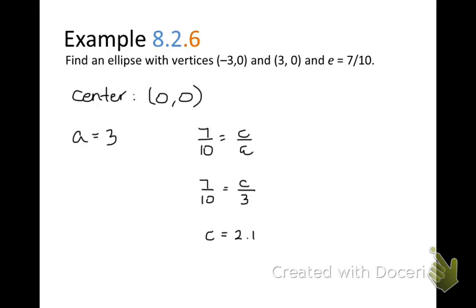When you know C, can you find B? Yeah, and actually it would probably be better for me to write this as a fraction, so I'm going to keep it as 21/10. Now when I find B, you do your C squared equals A squared minus B squared. That means that B squared is going to equal whatever A squared is, which is 9, minus whatever C squared is, which is 441/100.